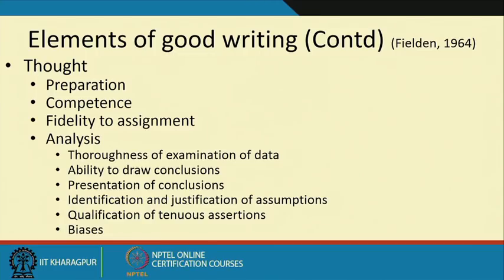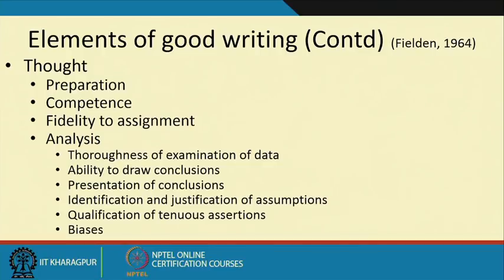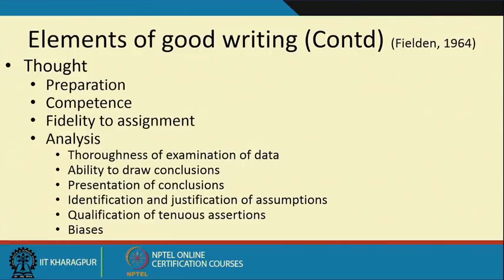Okay, then thought. Thought refers to preparation, competence, fidelity to assignment, how much preparation has gone into it. When you're writing a research paper, you need to have reviewed the literature, you need to have knowledge of whatever has been done in the past. And how do you get that knowledge? By going through material that you have, or by going through other research. How much preparation do you have? Do you have the competence to assess whatever it is that you're writing about?